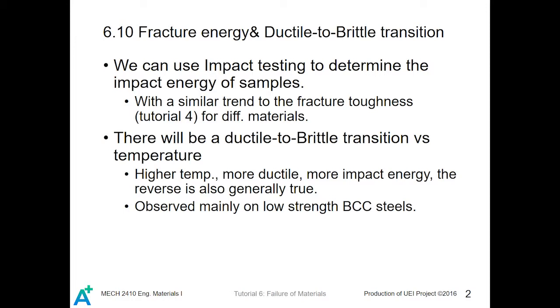Ductile to brittle transition is a phenomenon for some materials, typically low strength BCC steels, the body centered cubic steels. At higher temperature, those materials become more ductile, and therefore they have more impact energy. At lower temperature, they become more brittle, and therefore the impact energy becomes less.